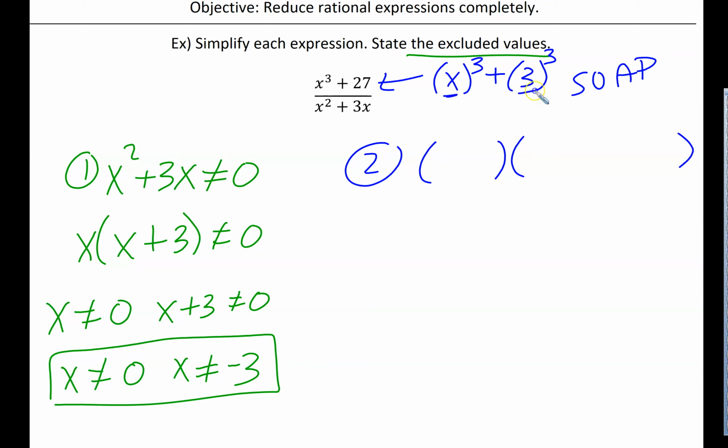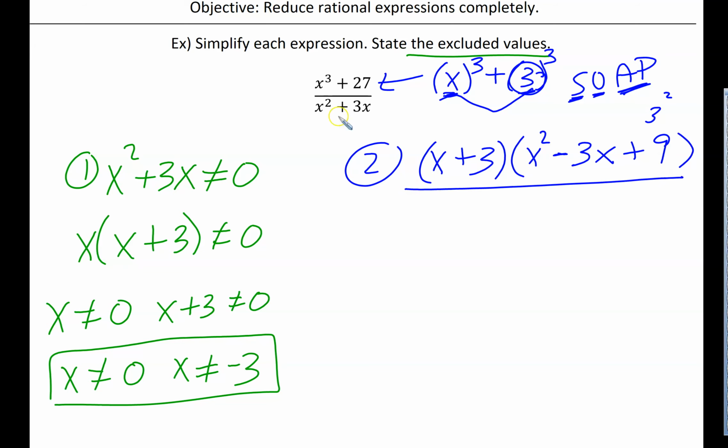We use the x and the 3 and the same sign in our binomial, so we get x plus 3. Then we take our x and we square it. We use the opposite sign, so minus. Then we multiply the x and the 3, which gives us 3x, and then always plus or positive in that third spot. And then we take our 3 and square it, which gives us a 9.